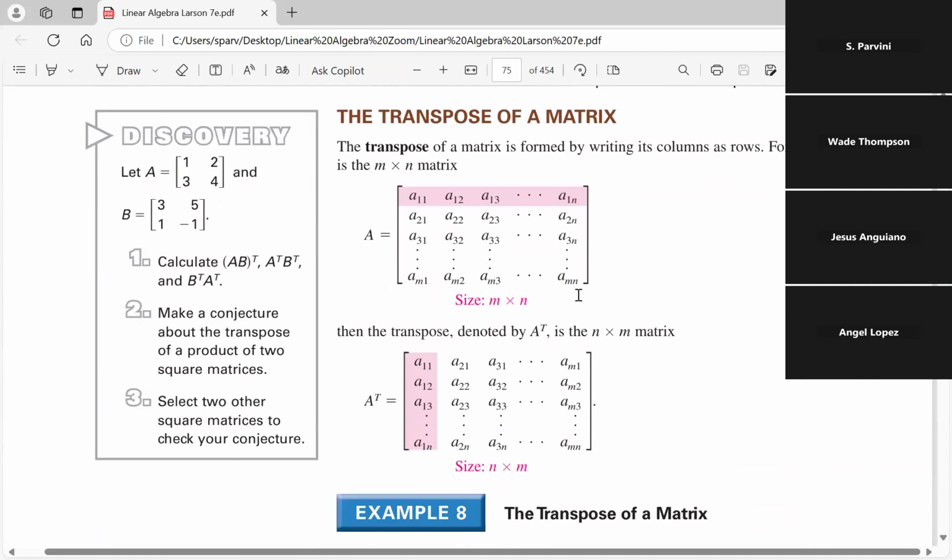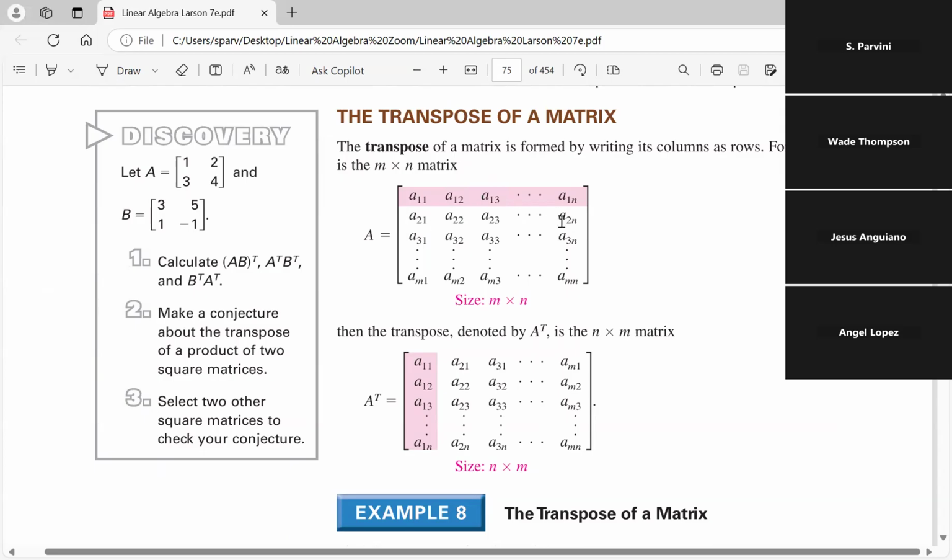Next idea is the transpose of a matrix. So here's matrix A. The transpose of that matrix is when you look at the first row here, highlighted in pink. When you rotate that first row 90 degrees clockwise, you get this column vector now, right? So the first row becomes the first column. That's what transposing does. Look at the second row.